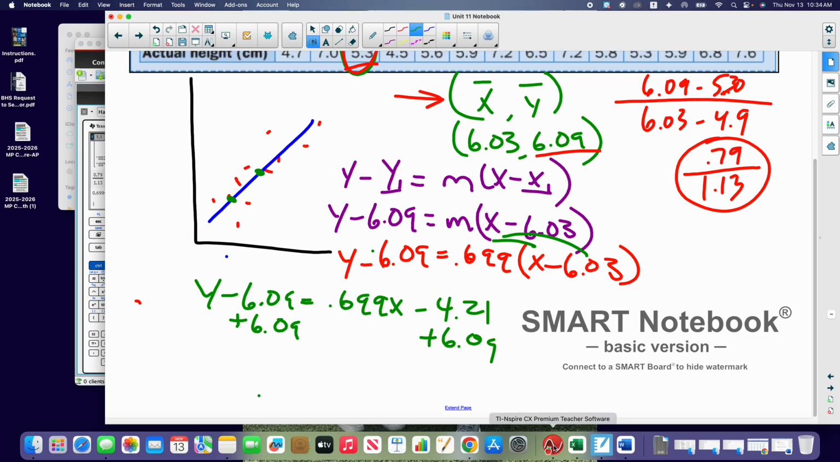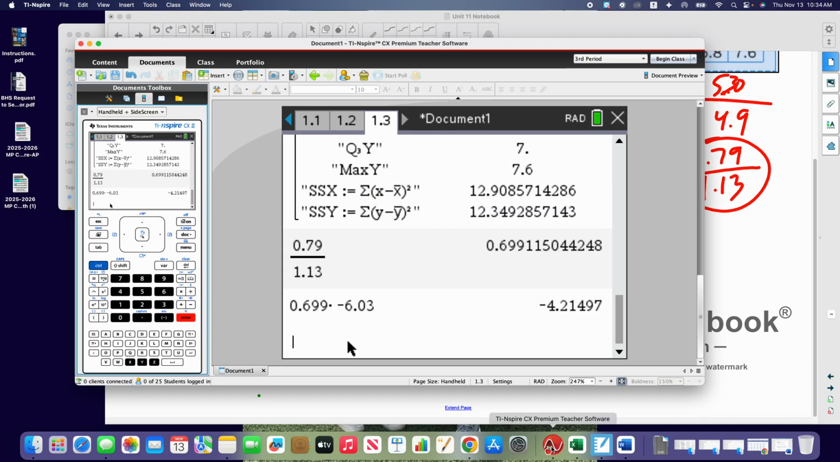Mr. Rice, how did you pick the 4.9 and 5.3? It was the one that I felt was the closest to the line that I drew. And why is that important? Because I'm trying to write the equation of that line.